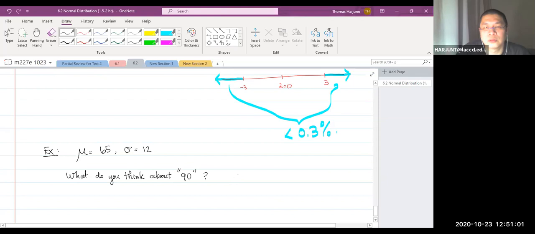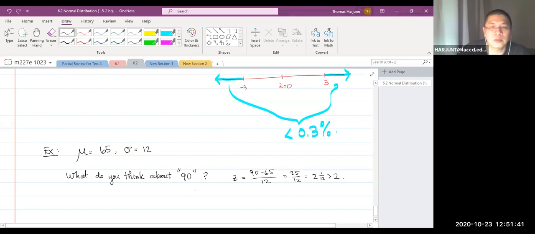Then we take a look. What is the C-score? That's 90 minus 65 over 12, that's 25 over 12, which is slightly more than 2. That's 2 and 1 over 12. But we can say this person is already unusual. This person is actually doing significantly better than the average student in this class.